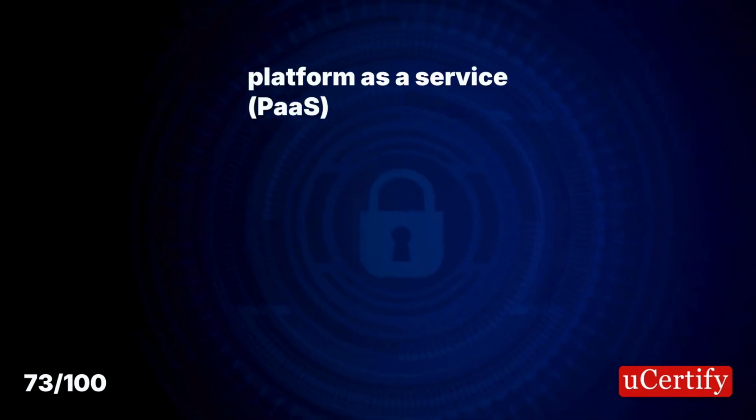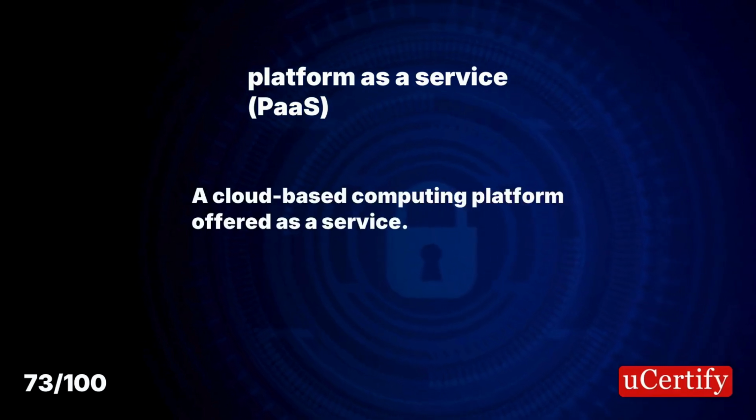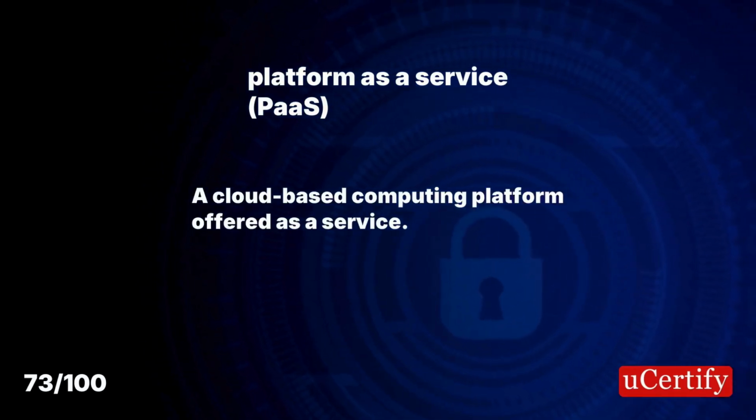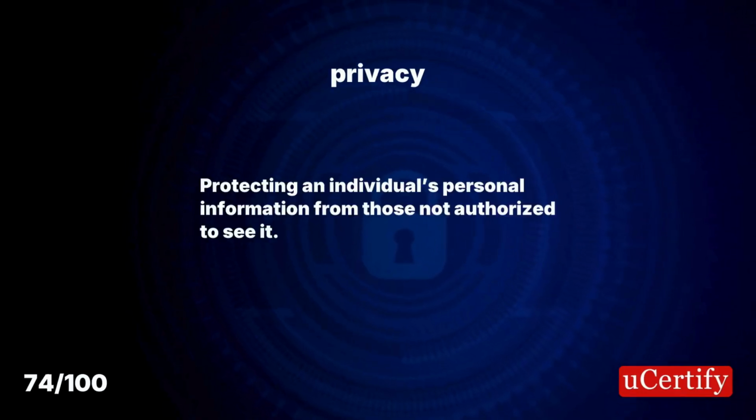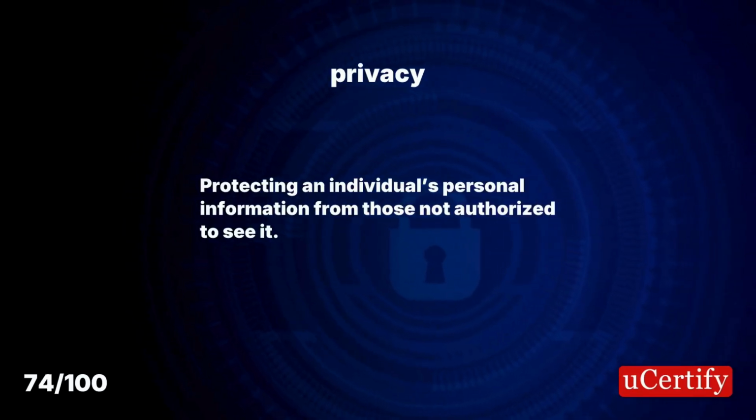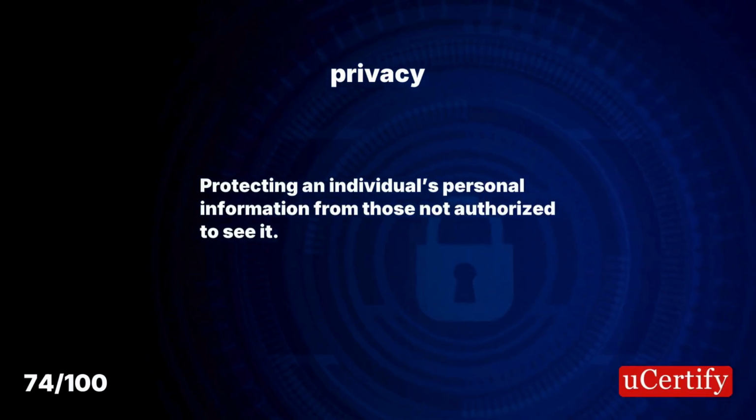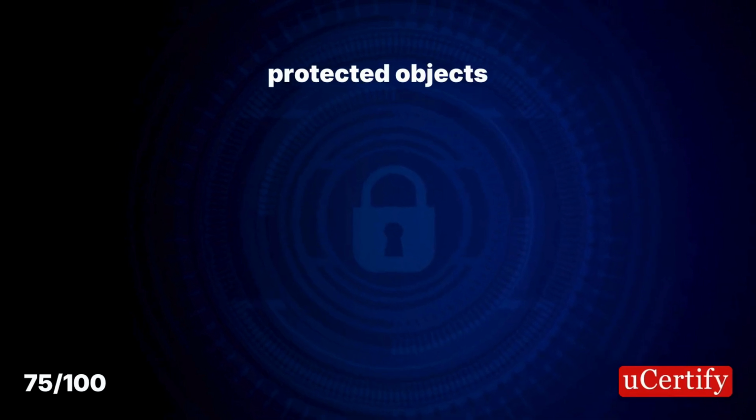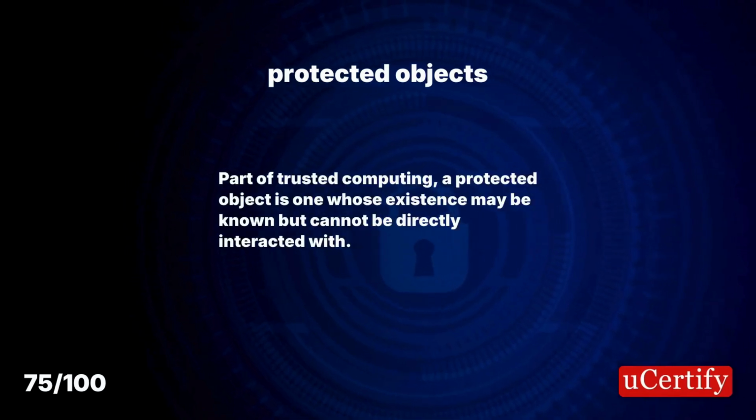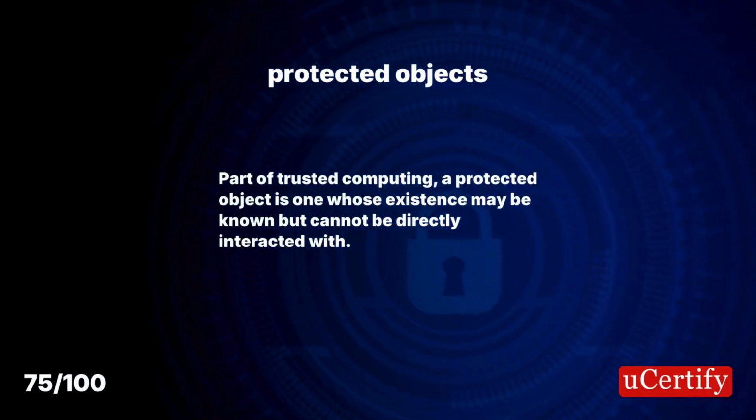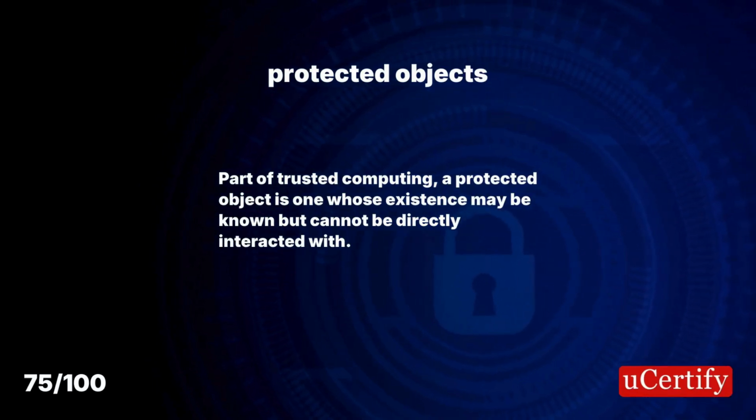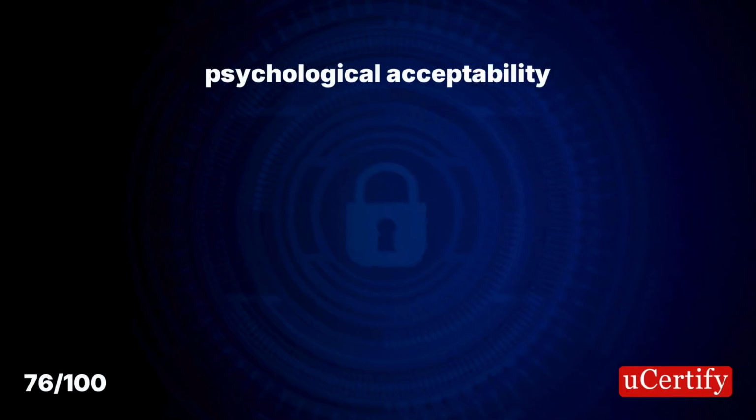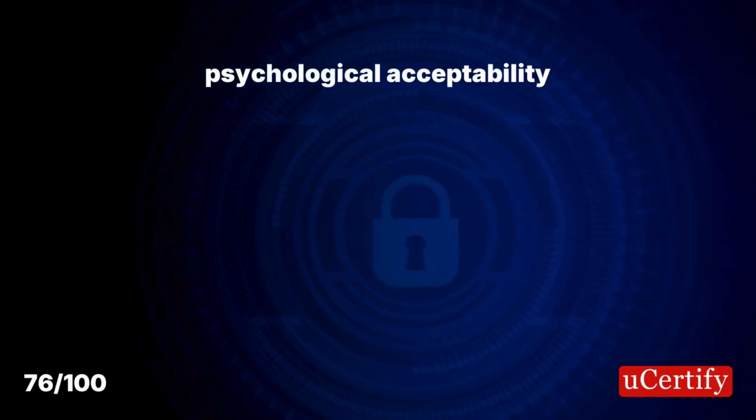Term: platform as a service, PaaS. Definition: a cloud-based computing platform offered as a service. Term: privacy. Definition: protecting an individual's personal information from those not authorized to see it. Term: protected objects. Definition: part of trusted computing, a protected object is one whose existence may be known but cannot be directly interacted with. Term: psychological acceptability.